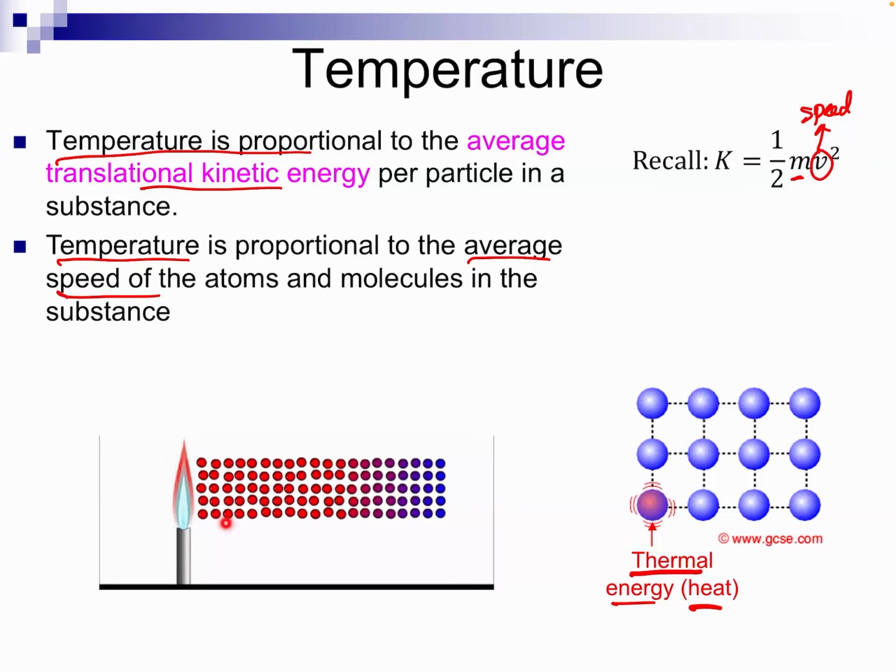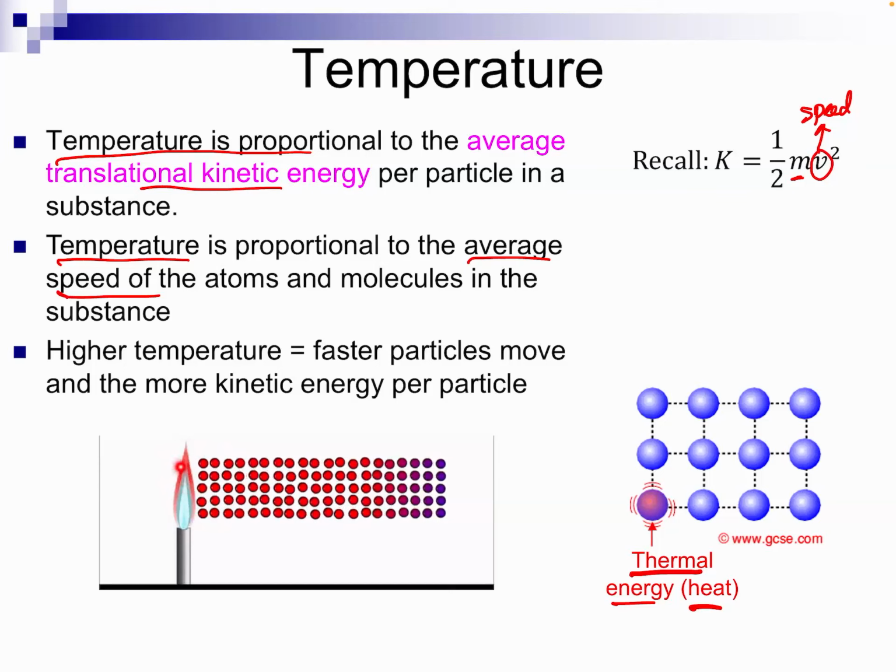Okay, and this is a good animation demonstrating how the temperature is proportional to the average speed of the atoms, meaning the higher the temperature, the closer the object is to this flame, the faster the particles are moving, and therefore the more kinetic energy they have.